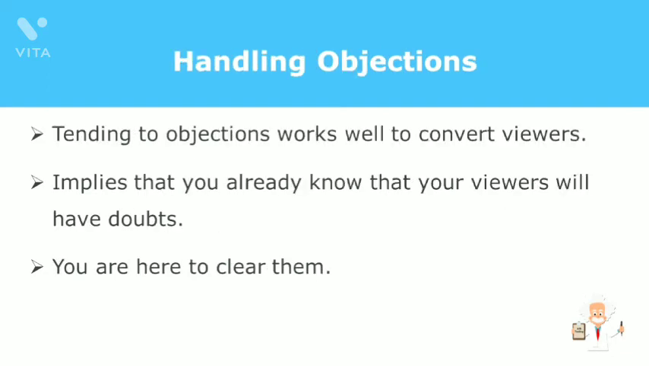Handling objections. This is important, and this element is called tending to your viewers' objections. Tending to objections works well to convert viewers because this implies that you already know what your viewers will have doubts about and that you're here to clear them up.